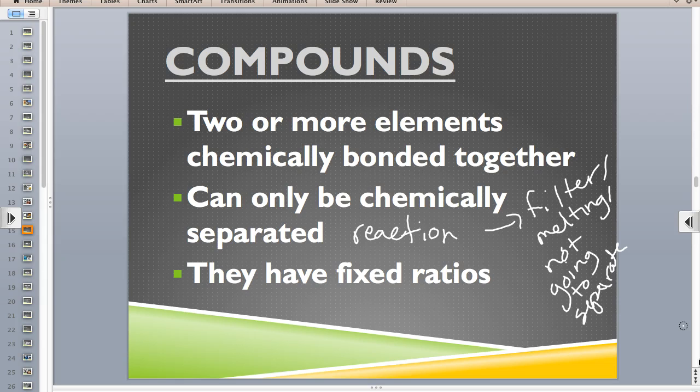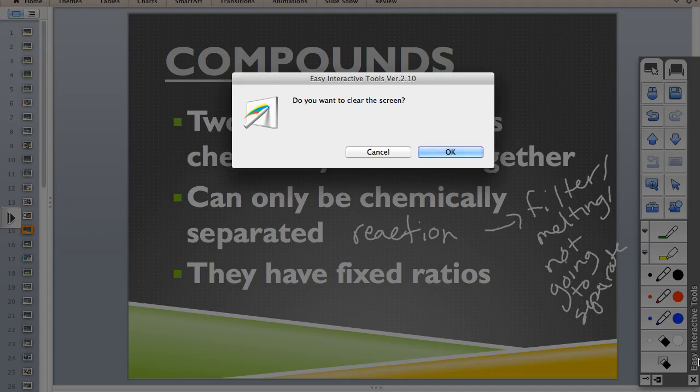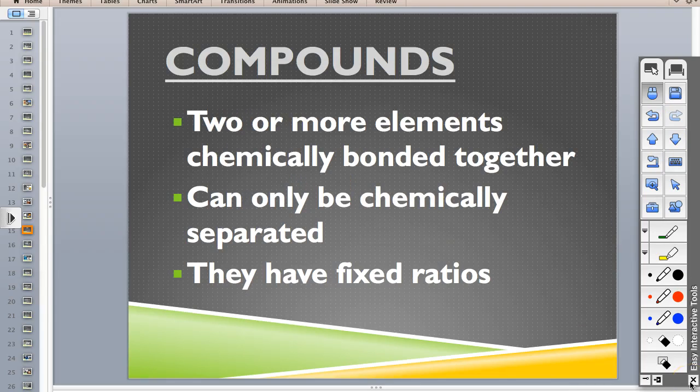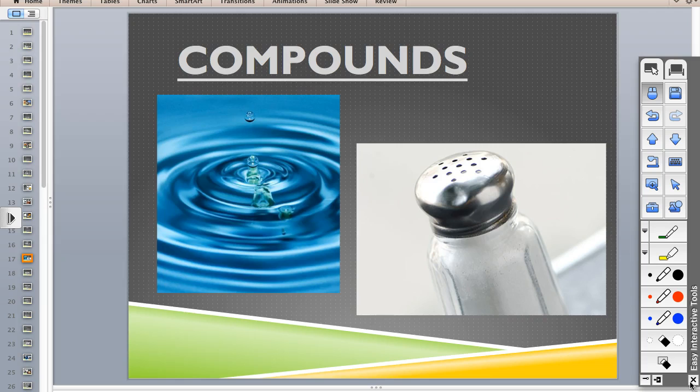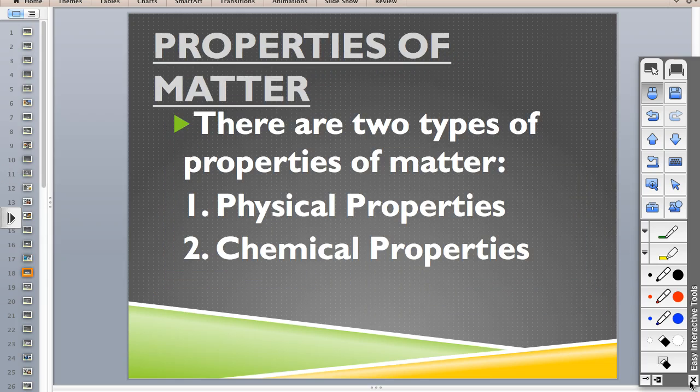Compounds have fixed ratios. Every sample of that water over there, if you took samples, would all have 2 hydrogens to 1 oxygen. So water, carbon dioxide, sodium chloride, those are all compounds. So there's water and salt. When we talk about properties of matter, once you know what kind of matter you're discussing, whether it be a compound or an element or some kind of mixture, we're going to have physical properties and chemical properties.